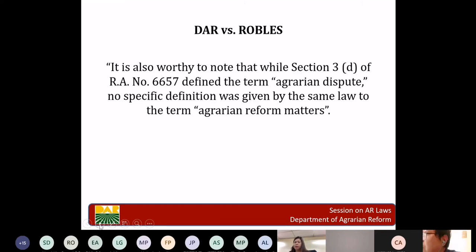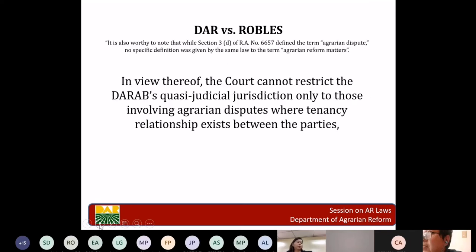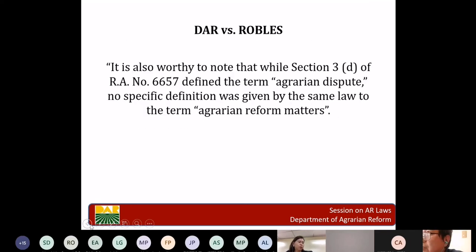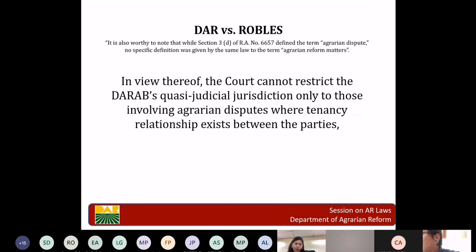Now, if there is already a pending administrative determination of just compensation before the RARAD or PARAD, can the landowner go directly to the SAC without terminating the administrative case? The Supreme Court said no, dapat ma-terminate. But can he go to the SAC even if the administrative case is not yet terminated? The Supreme Court said yes.